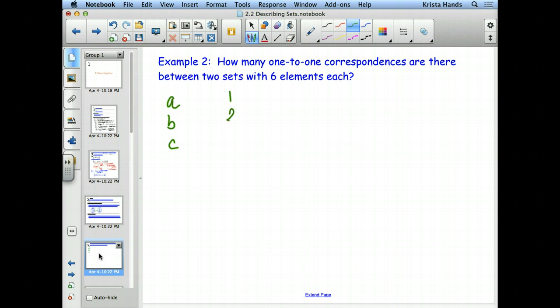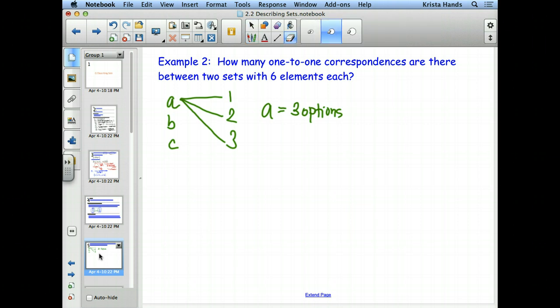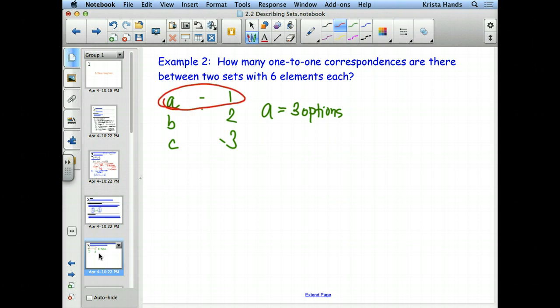And I have the 3 numbers 1, 2, and 3. How many different numbers could A correspond to? 3. I could go from A to 1, or A to 2, or A to 3. So A has 3 possibilities. However, it only can go to one of them, and once it goes to one of them, and let's say for a moment that it goes to number 1, then the number 1 is out of the picture, right?